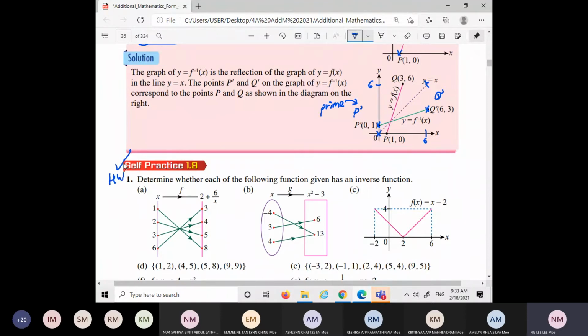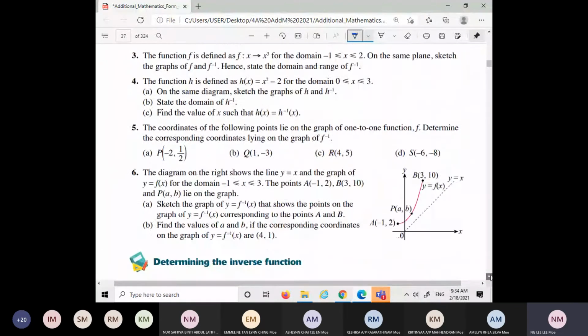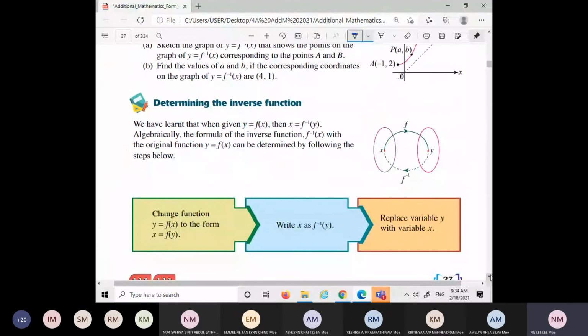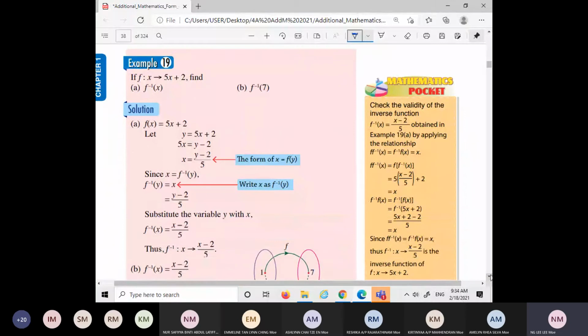Afterwards, if we still have time, if I go through with you, I want some of the girls to answer the questions. If you are able to do that, then some of the questions you need not do. But I will let you know after. So this one will be the homework, and this will be the last part of chapter 1. So straight away we go to example 19.